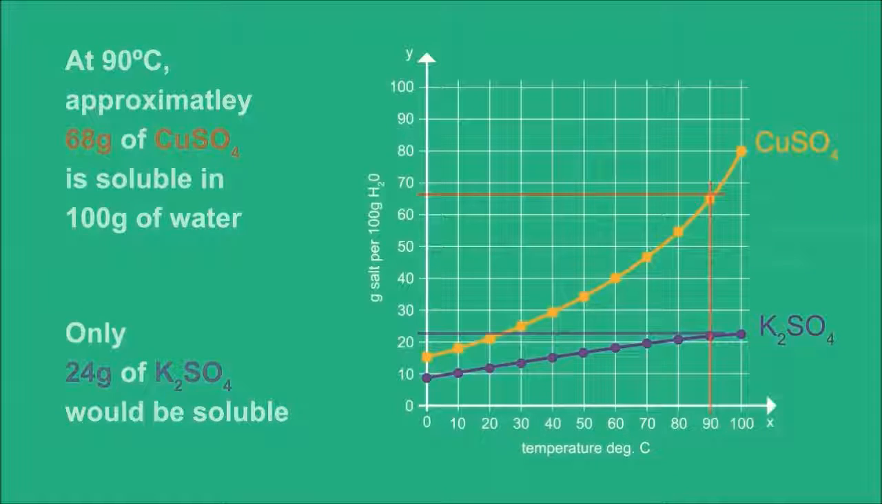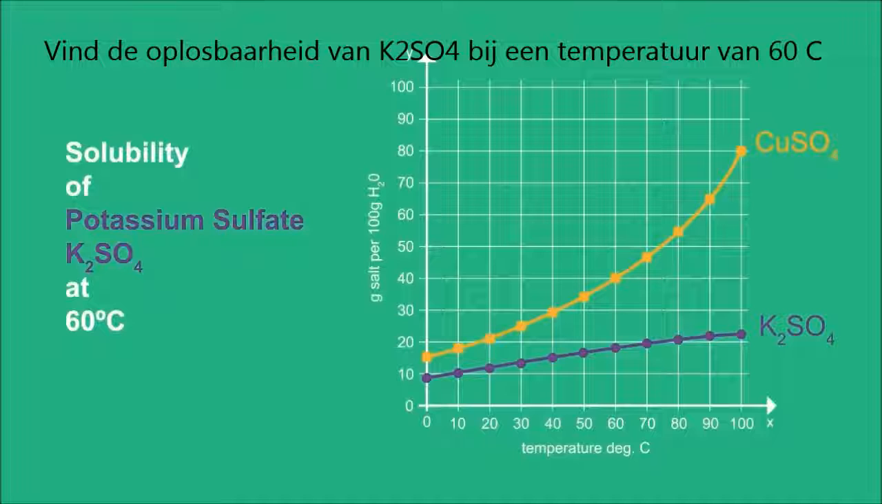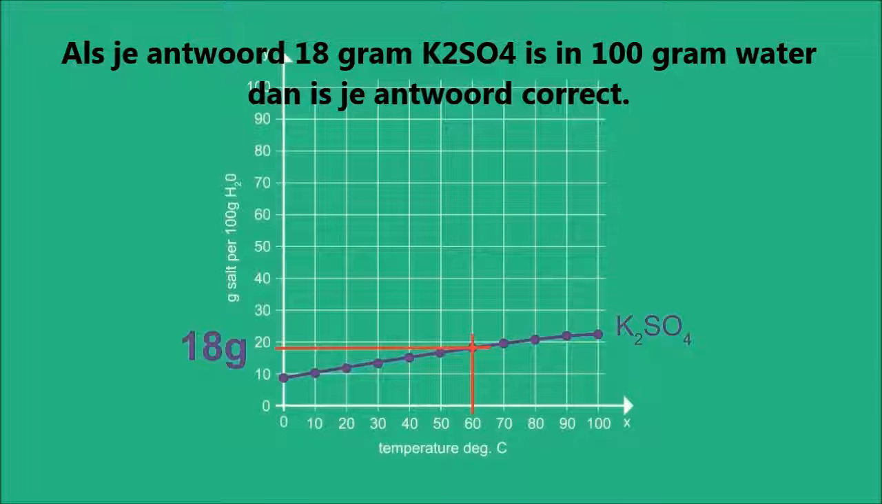Using the provided graph, try to find the solubility of potassium sulfate at 60 degrees Celsius. Pause, try, and continue when ready. If your answer is around 18 grams of potassium sulfate per 100 grams of water, then you would be correct.